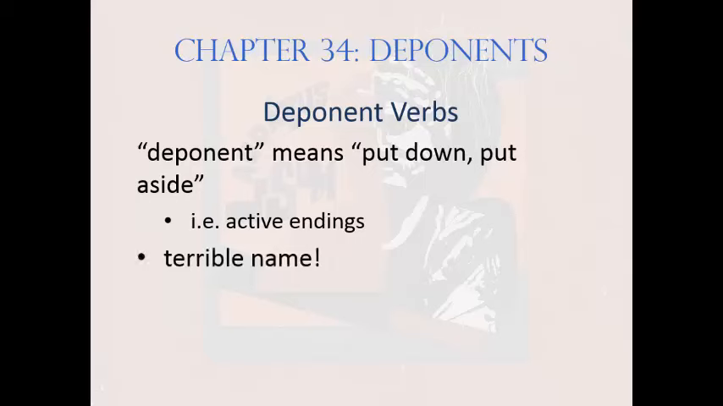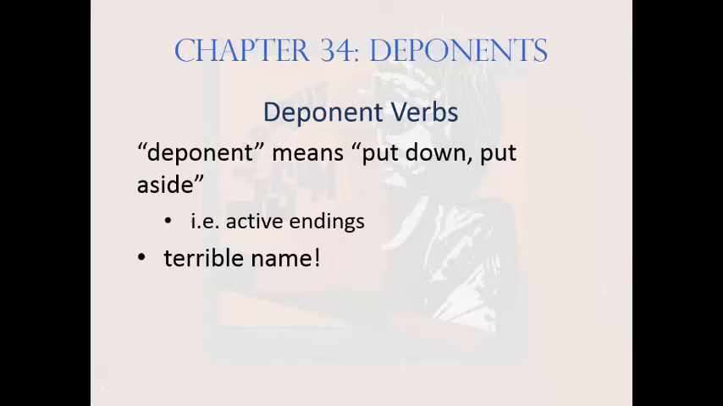For starters, it's wrong. Many deponents, as far as we can tell, never had any active endings, so there weren't any to put aside. What deponents really are is verbs that have only passive endings, but grammatically they act like actives. That is, they don't have a passive sense. So even though you're going to see a passive ending, you're not going to translate it with some form of be. You're going to translate it as if it's active.